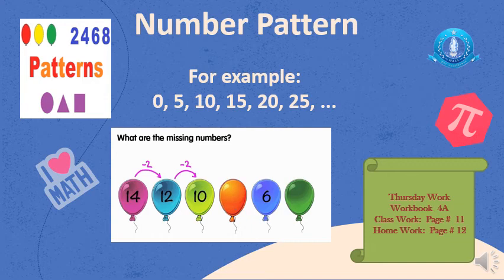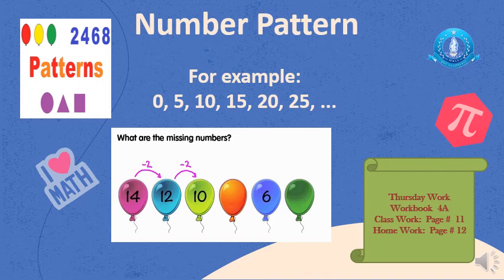Now let's see Thursday's work. What we will do in class work and what we will do as homework. So open page number 11. Write down the date, day, and classwork at the top, and let's see what we will do on page number 11. Look at the question. Fill in the blank. 10 more than 3799 is. More means you have to add. When you add 10 to 3799, the answer will be 3809.